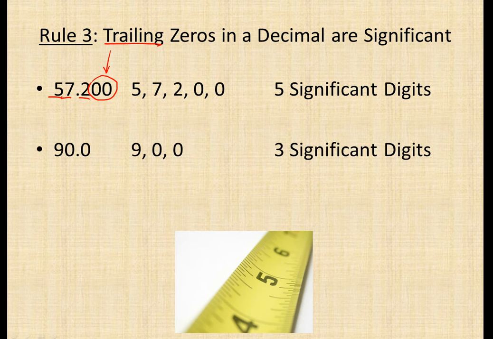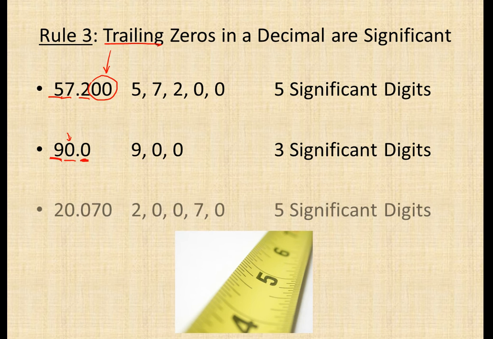Let's take a look at the next one. Due to rule 1, 9 is a significant digit, and then since this zero is between two significant digits, because this is a trailing zero, we have 3 significant digits. Some people forget that this one is significant, but if the 9 is significant and then this 0 is significant, this one has to be significant. So we have a total of 3 significant digits.